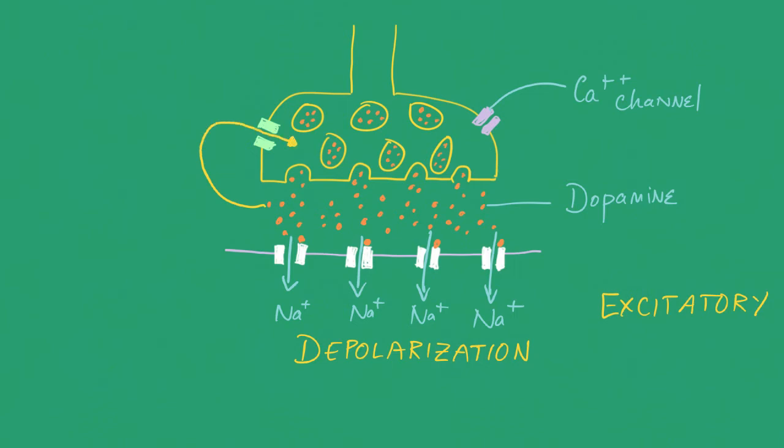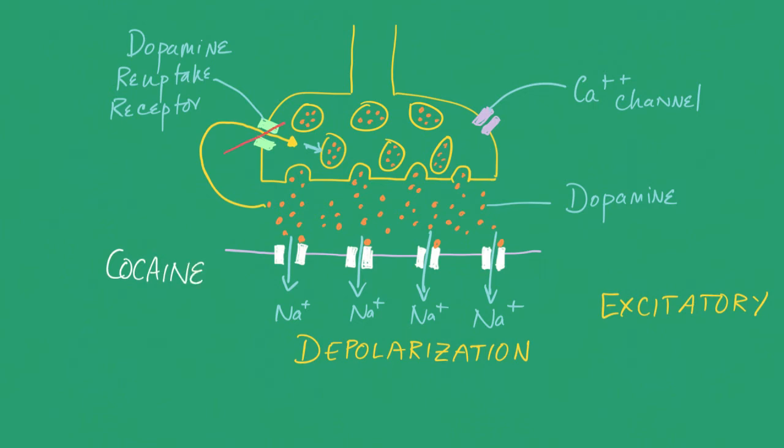Once dopamine has finished its job, however, it must be returned to its synaptic vesicle. This is done by the dopamine reuptake transporters or dopamine reuptake receptors that are present in the presynaptic neuron. In this way, dopamine is returned to the synaptic vesicle, and so the levels of dopamine are not too high in the synaptic cleft. So this is where cocaine comes in.